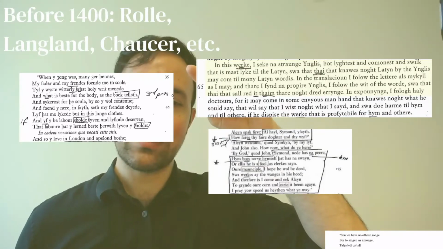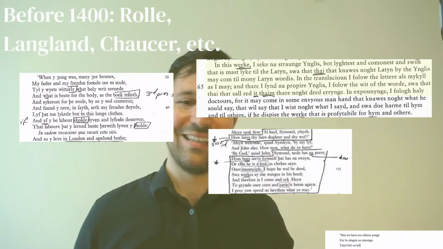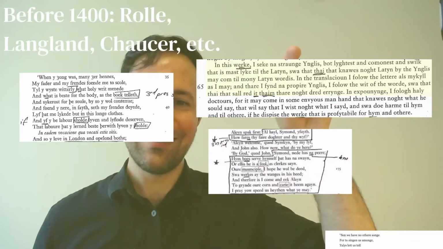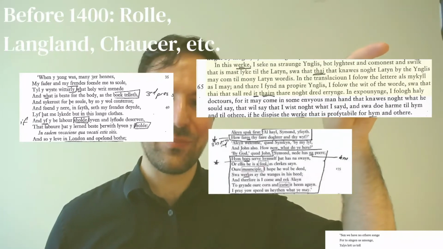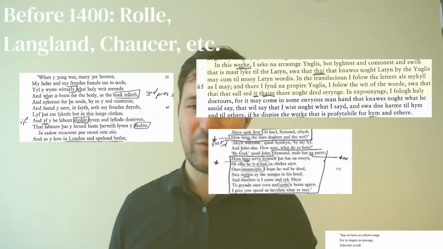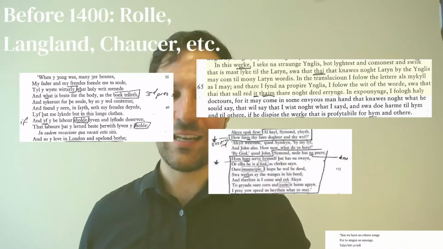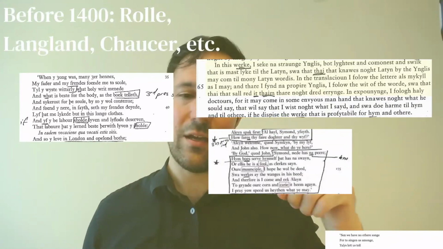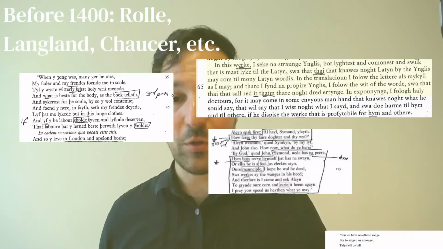Now notice Rolle registers must, where we would say must. That's a northernism too. Swa, that they knowes noch Latin by the English may come till many Latin words, etc. That is Middle English during and after the reemergence, English just before 1400.